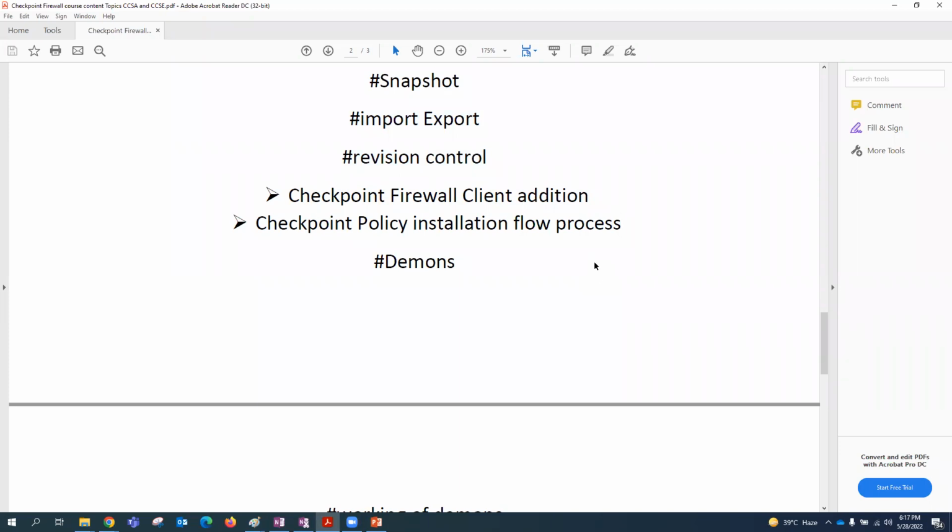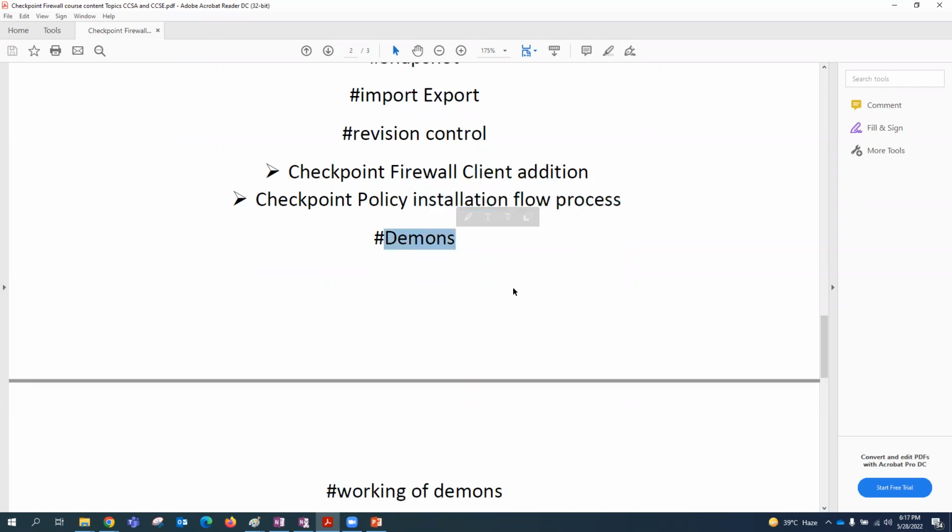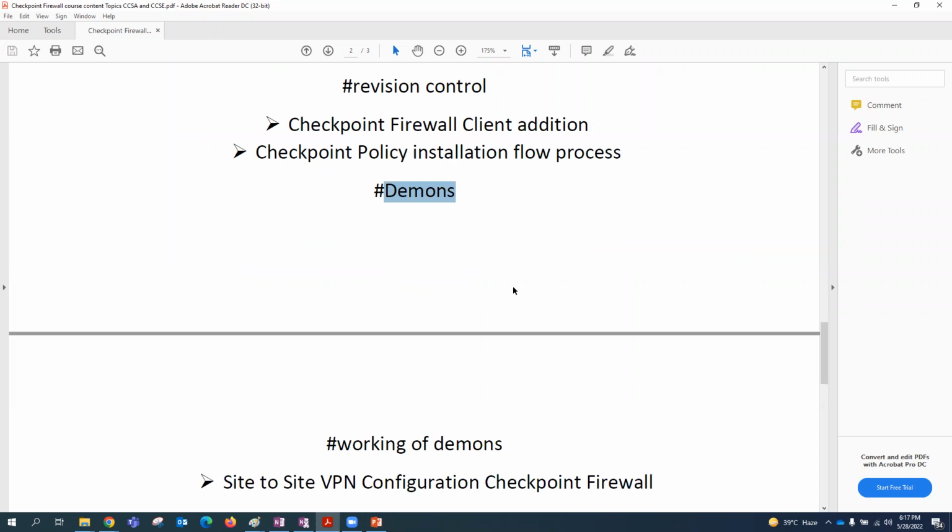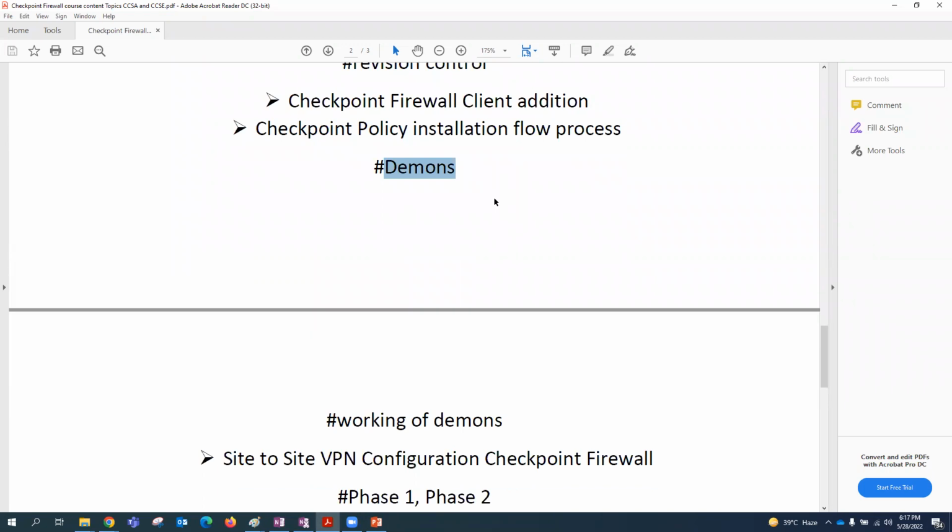The moment you click on install policy, what processes will the firewall be performing so that the policy gets installed on the gateway? This discussion will happen, and this process works on the basis of daemons, which we'll be discussing throughout this course. There are multiple daemons because you know that Checkpoint is based on Red Hat Linux, and Linux works on daemons. So we have multiple daemons inside Checkpoint.